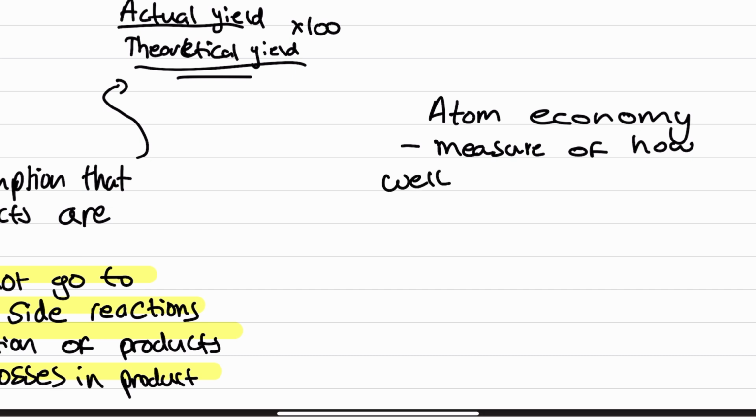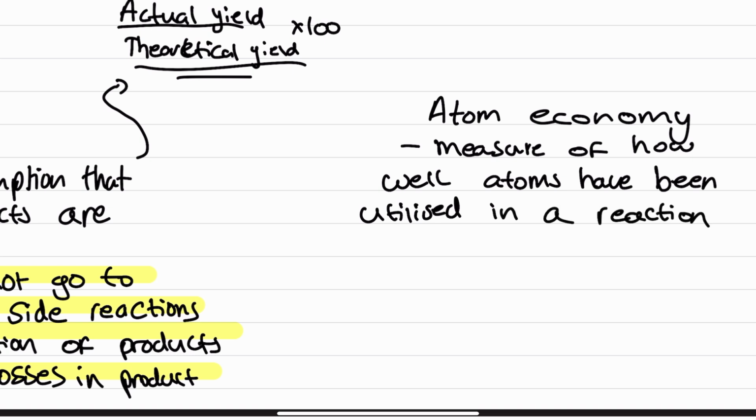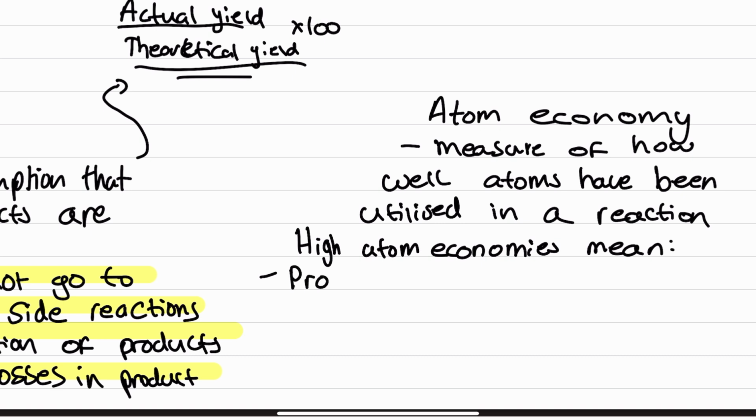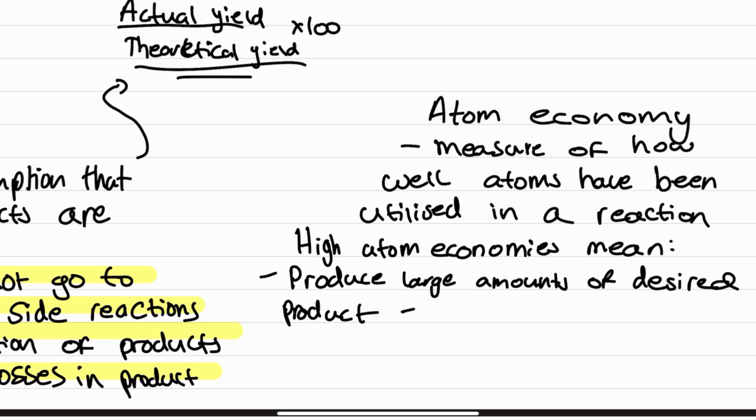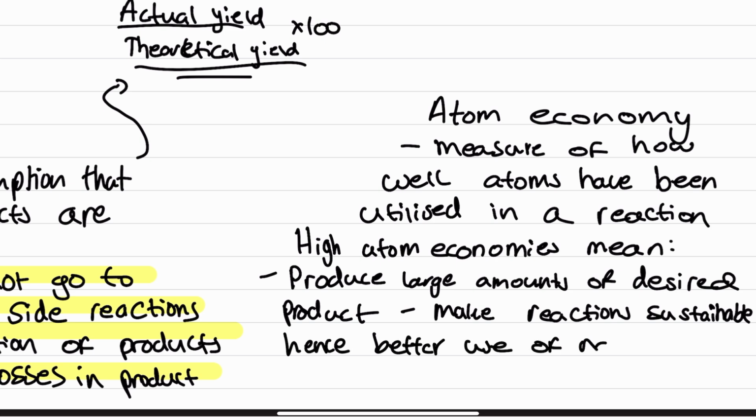And now for atom economy, you must know the definition that atom economy is the measure of how well atoms have been utilized in a reaction. You must know that high atom economies mean that the reactions A, produce large amounts of the desired product, and B, make reactions sustainable. Hence, better use of natural resources.